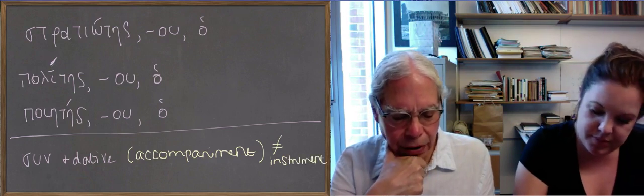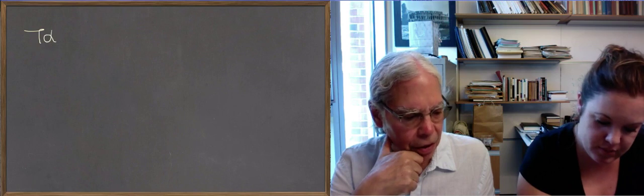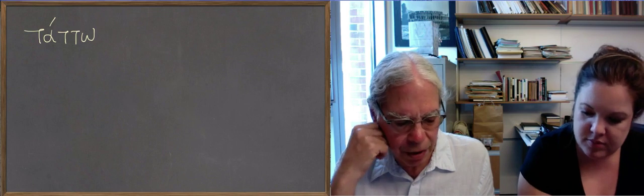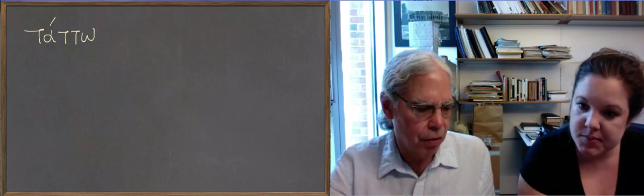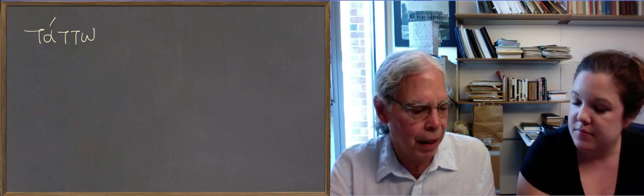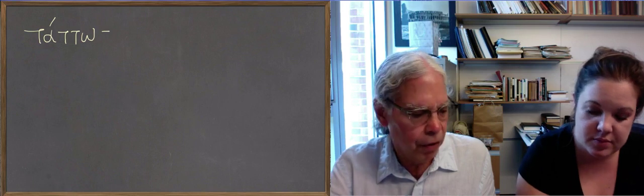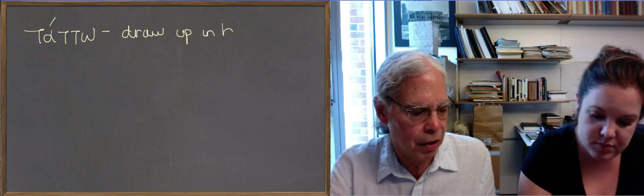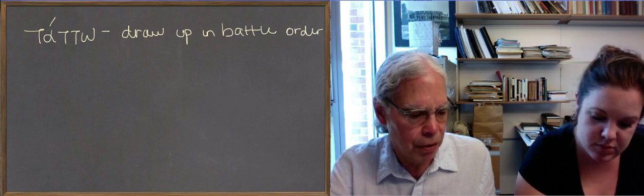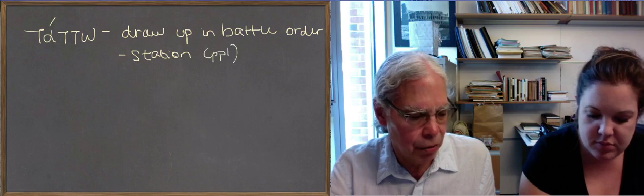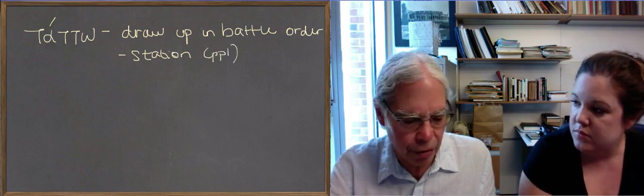The next word is the verb tatto with two T's. Principal parts are tatto, taxo, etaxa, tetaxa is the perfect, tetagmai, etaxthen, which means to draw people up in battle order, to organize people for fighting, to station them for battle. The English word tactics comes from this same root, and the semantics of this word are pretty much confined to battle, to fighting. So you station somebody in battle, you draw a group of people up in battle order and stuff like that.